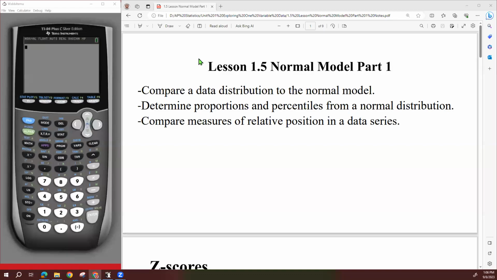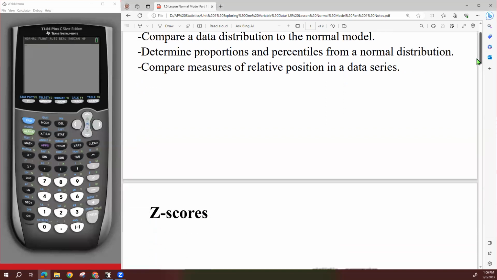Today we're going to start our discussion on the normal model, and this is something we're going to use throughout the year, and we will add to it next lesson. As you can see, this is part one of two for now, but we're going to use the normal model and these ideas for the rest of the year.